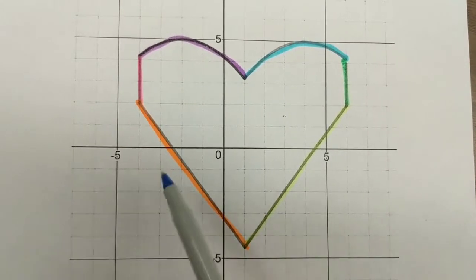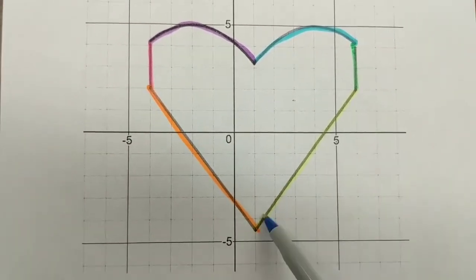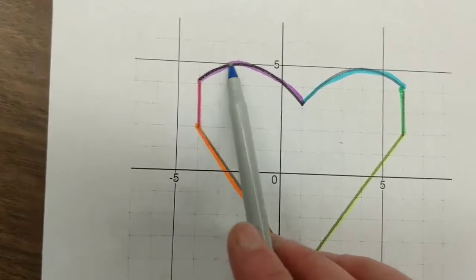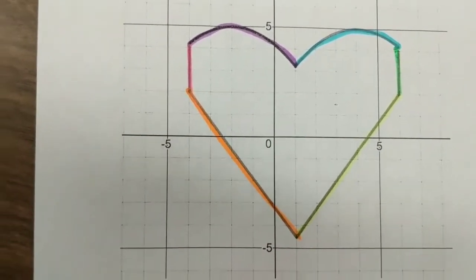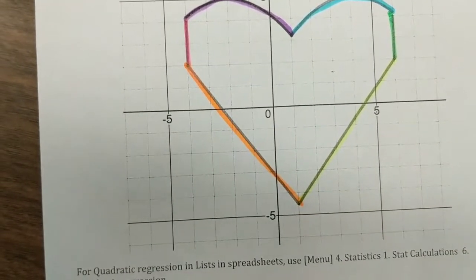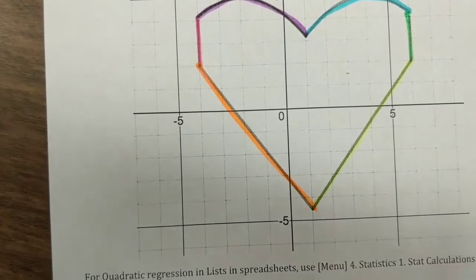So first piece maybe we want to do are these lines. You can tell some of these are going to be lines. Maybe these pieces are not lines because they look curvy. So let's start with the part that we know pretty easily, which is that orange line.